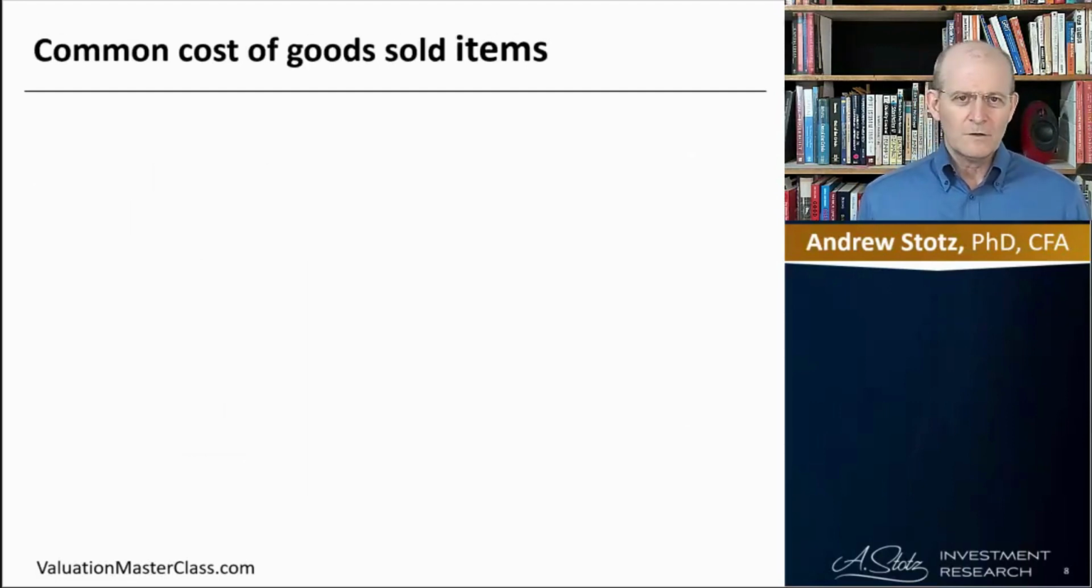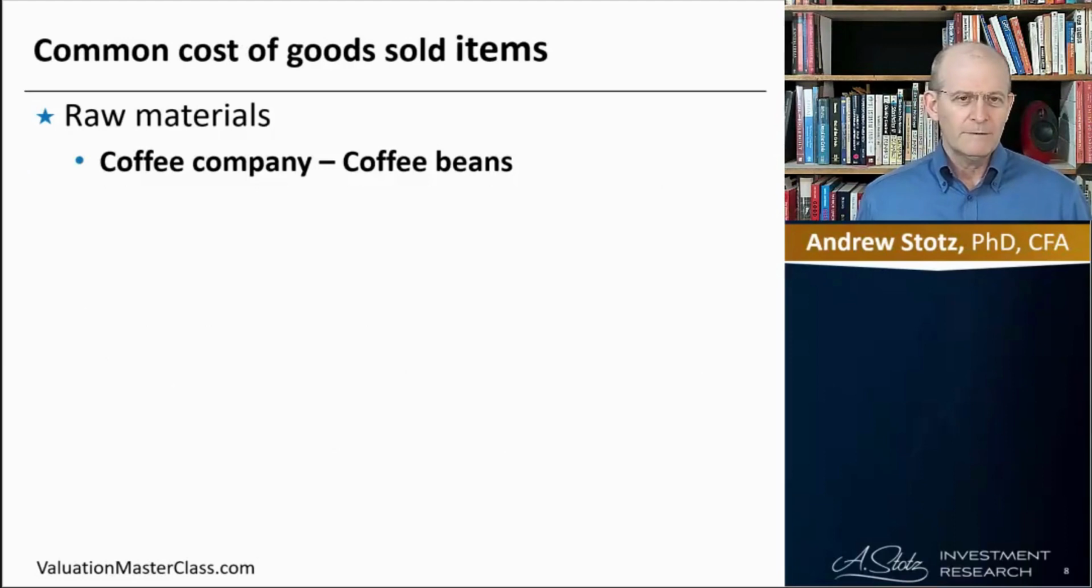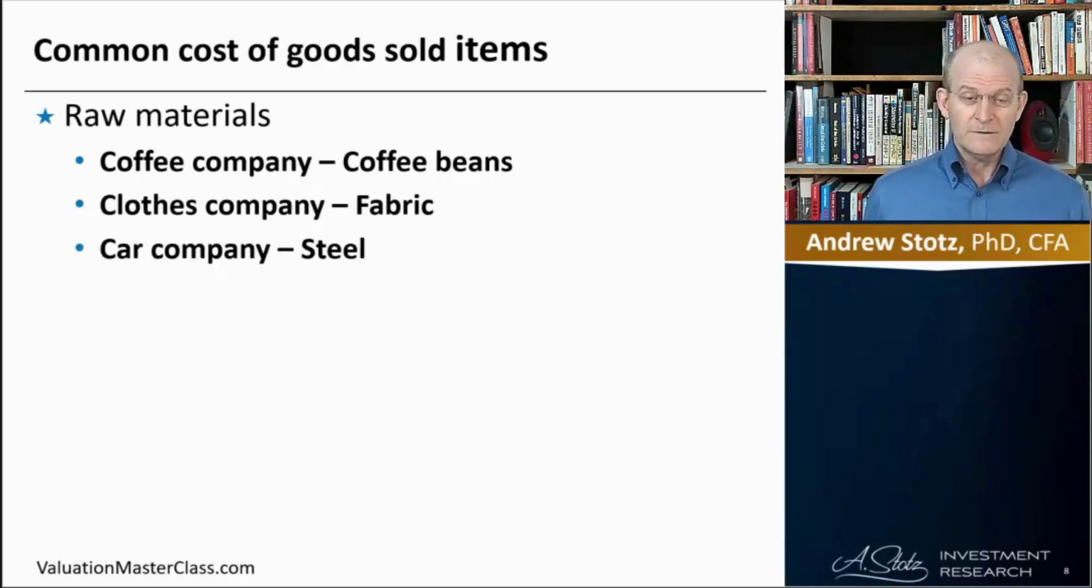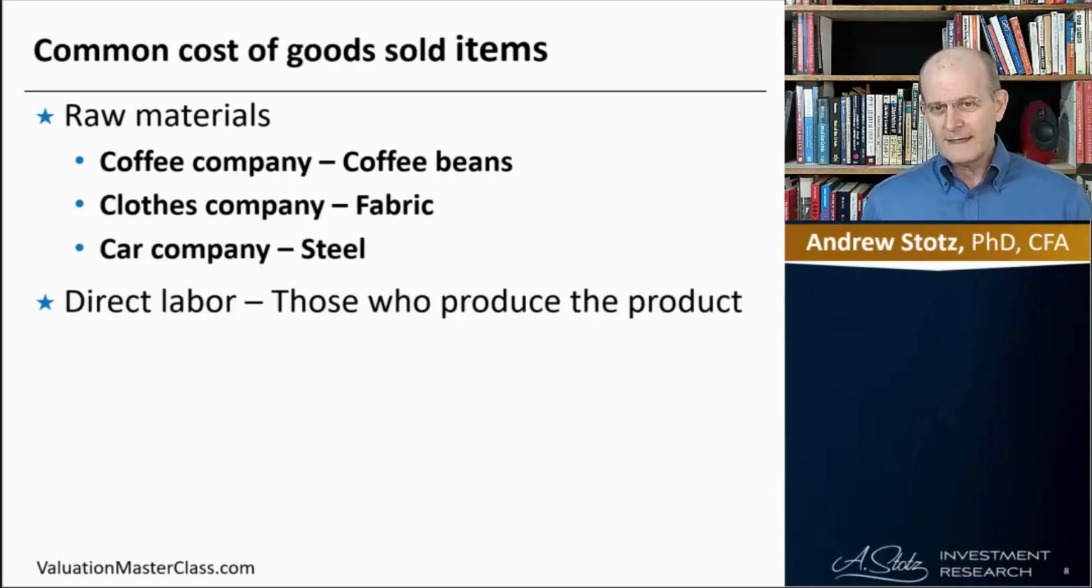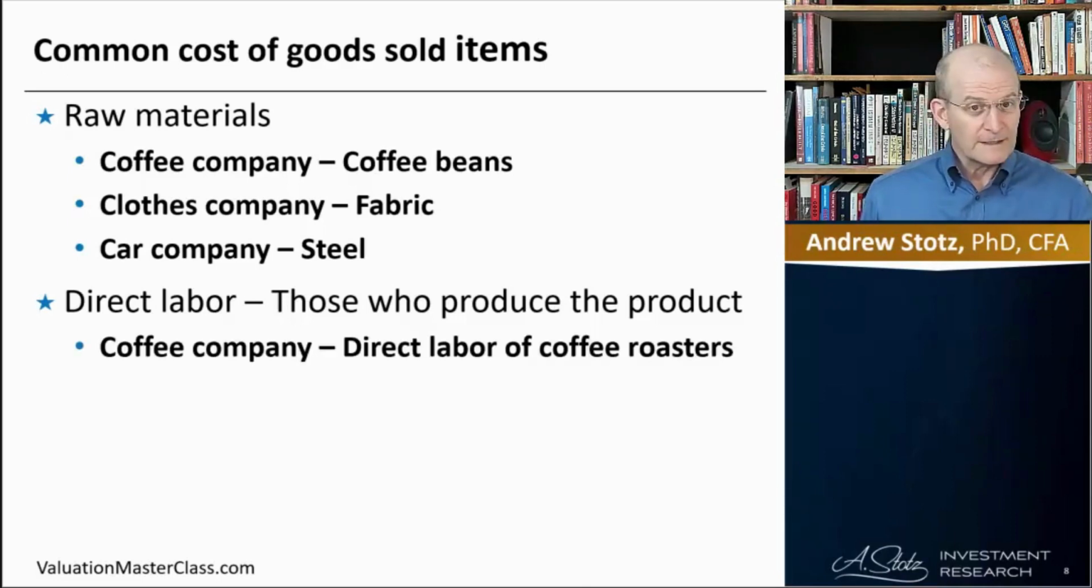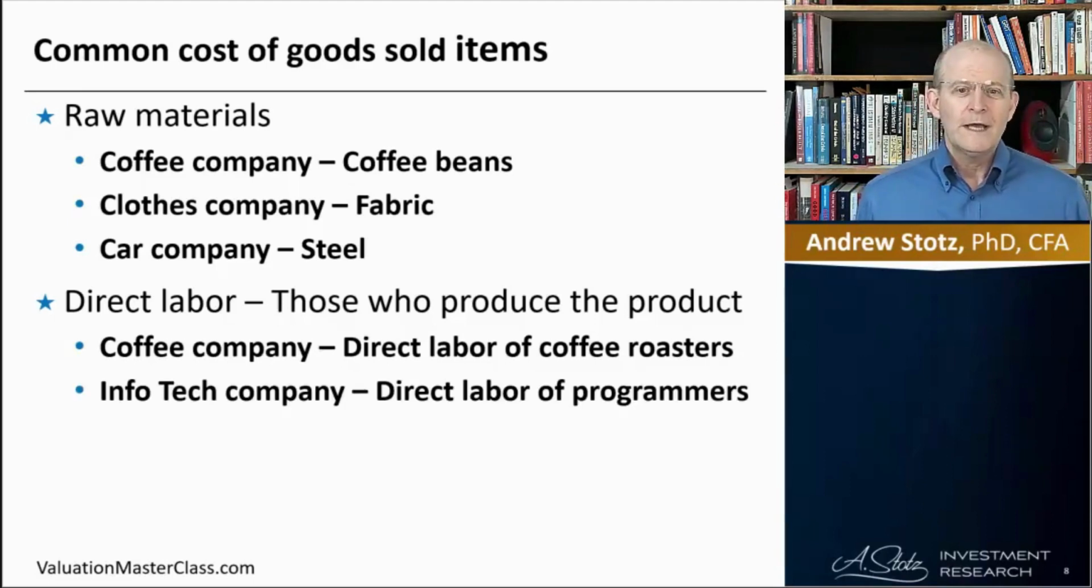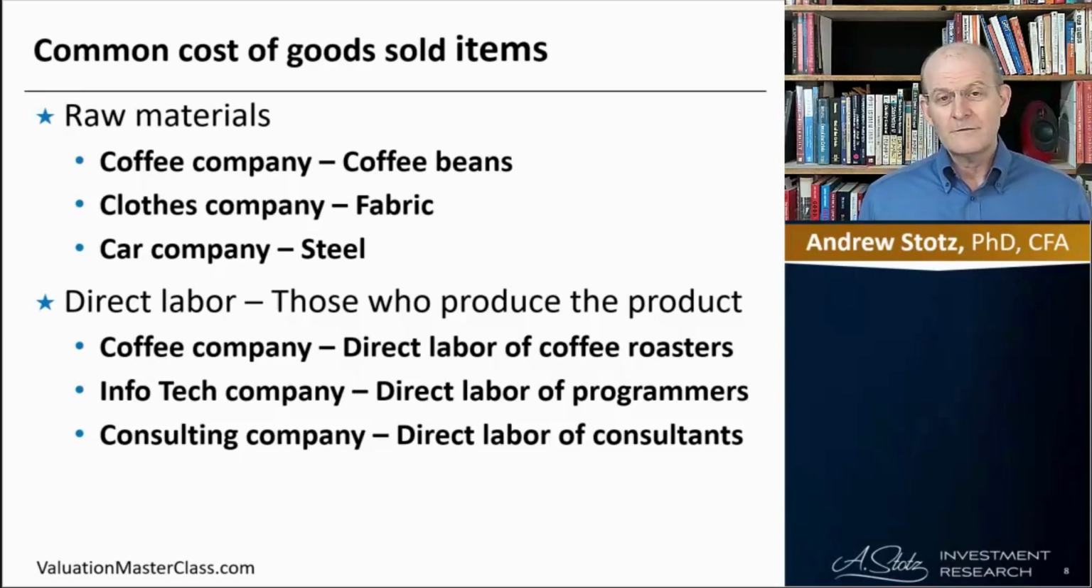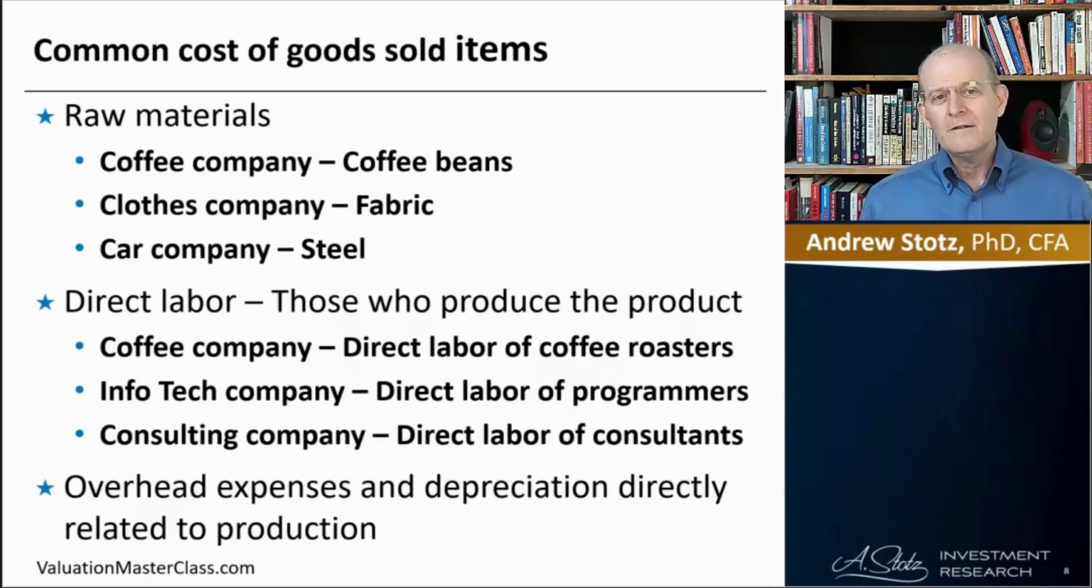So what are the common cost of goods sold items? Raw material, as in a coffee company, coffee beans. Maybe in a clothing company, fabric. A car company, steel. And then there's direct labor. This is the people who produce the product. In a coffee company, it's the direct labor of the coffee roasters. And in an infotech company, it's the direct labor of the programmers. In a consulting company, it's the direct labor of consultants. And then the third thing, so you have raw material, you have direct labor, and the third thing is overhead expenses and depreciation that are directly related to production.